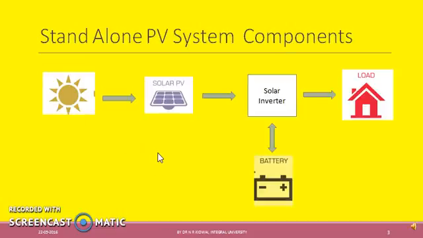The standalone solar PV system block diagram is shown in the figure. The solar radiation falls on the solar PV panels, which generate DC electricity to be stored in the battery. The energy stored in the battery is fed to the load through solar inverters.